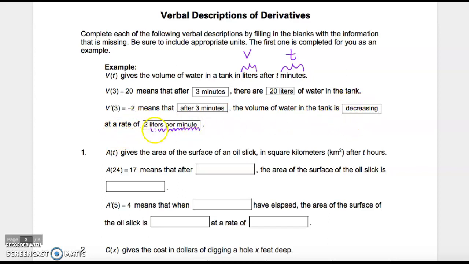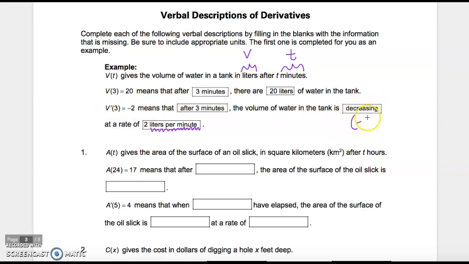Now, it might be a little bit weird here because we see that we have a negative 2 going on, but then I just have a regular 2 here, and that's because we're dealing with the fact that our tank is decreasing. So if your rate is negative, that means your quantity is going to be decreasing.